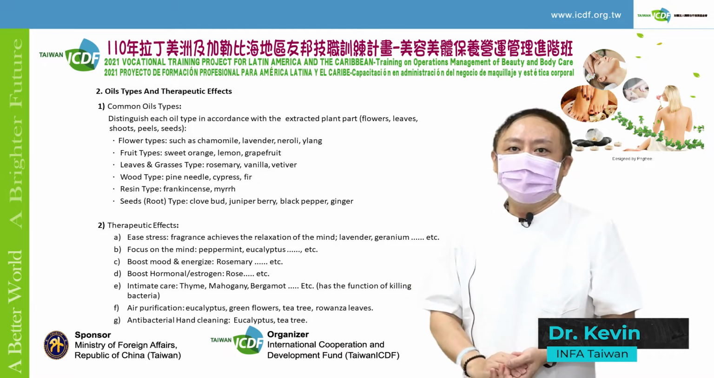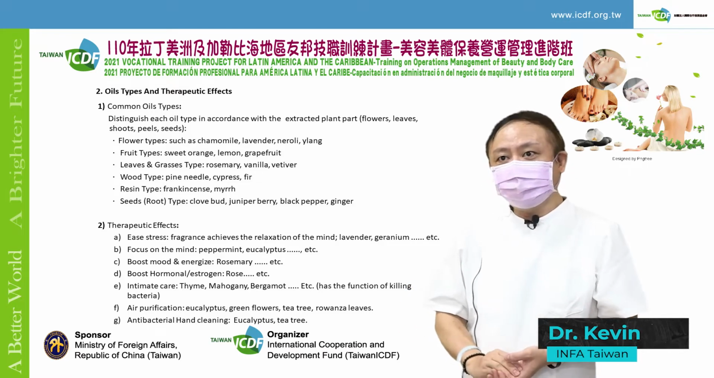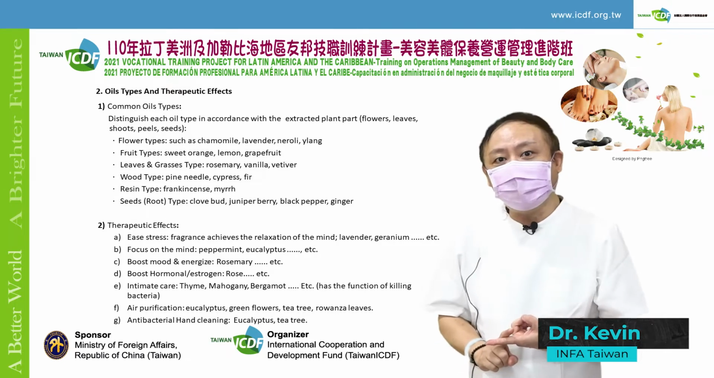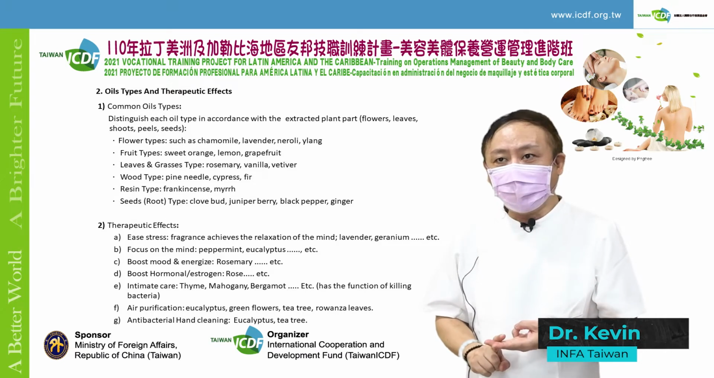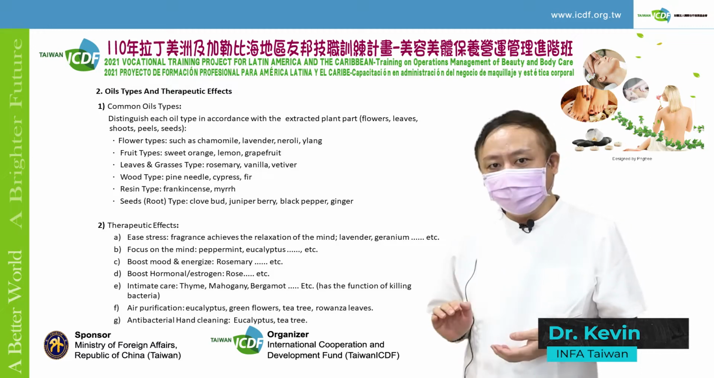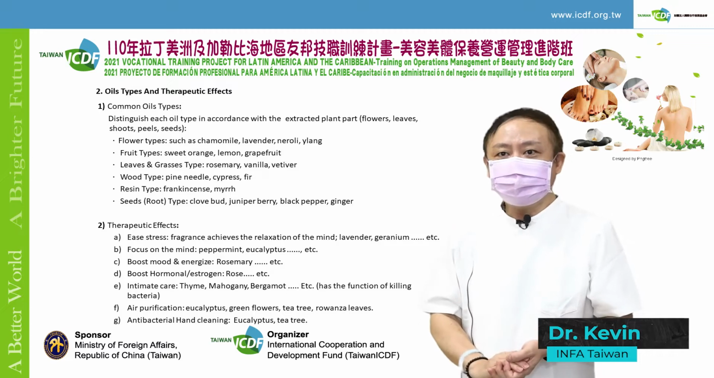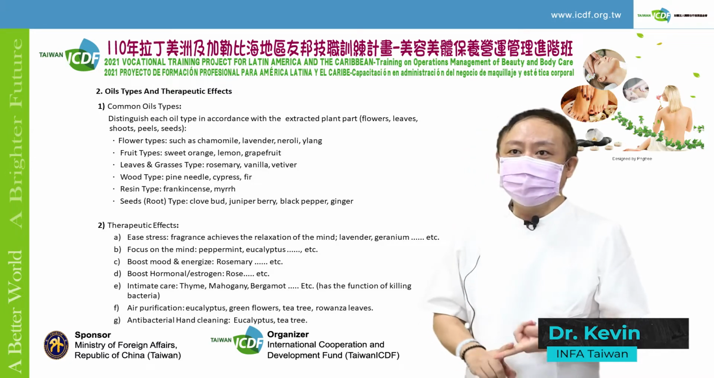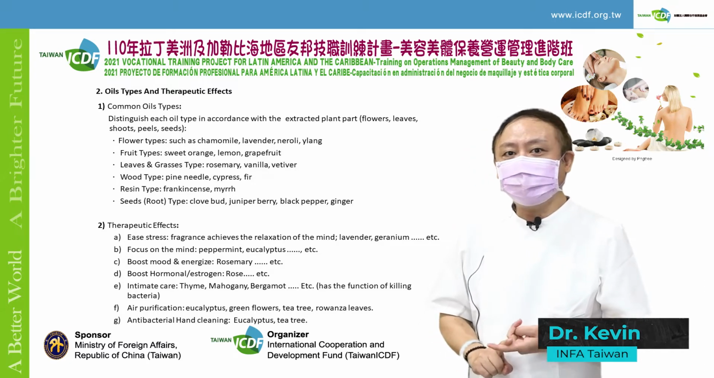And then there's wood type essential oil. For instance, pine oil, cypress oil, and fir. These are wood type essential oil. These are a little bit more calming, a little bit more soothing. Also, there's also resin type. There's frankincense and myrrh.